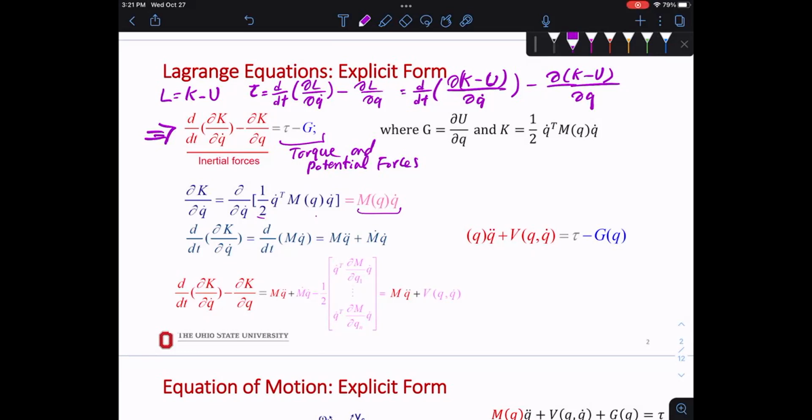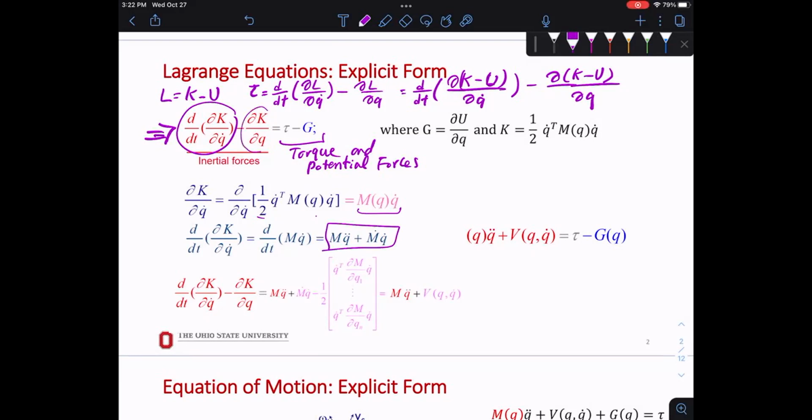M(q) q dot. And then if you get the time derivative of that, because both of these have elements that are functions of time, we have to use the chain rule. So M q double dot plus M dot q dot. Now, M is your mass matrix. To get the time derivative, it's an element-wise time derivative. So the first expression gave us this.